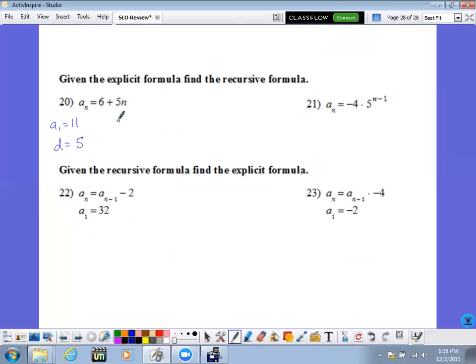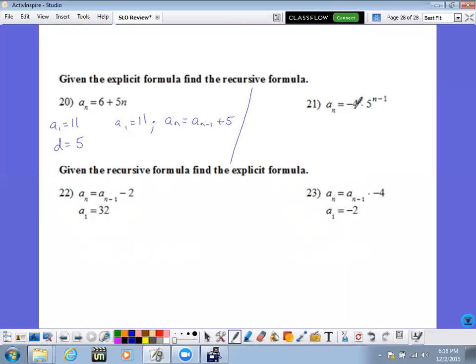If I know that, I can list out my first term for my recursive formula, and then I know my term I'm looking for is equal to the previous term plus my common difference.